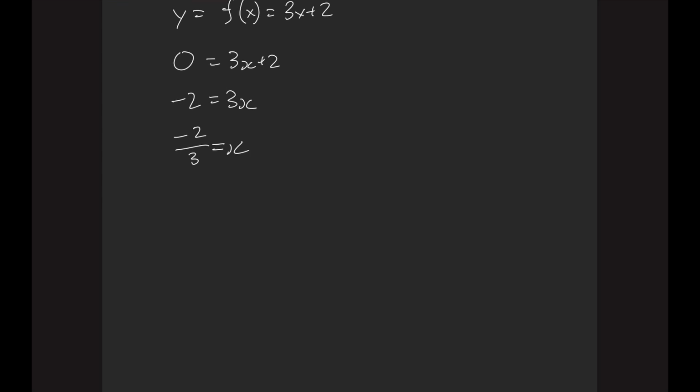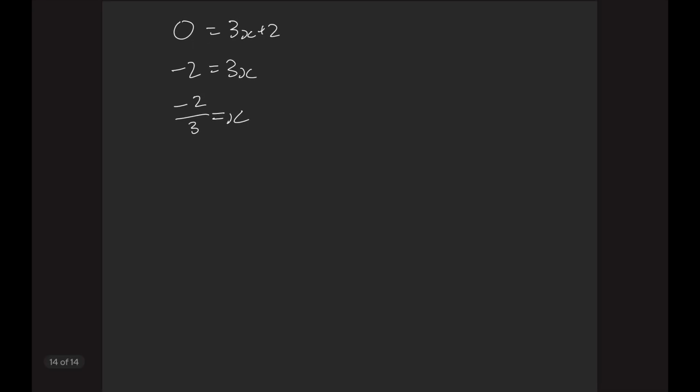So for example here, I have a function y equals f(x) equals 3x plus 2. We're simply going to set the function equal to 0. So y equals f(x) equals 3x plus 2. Simply set the function equal to 0. 0 equals f(x) equals 3x plus 2. We're going to isolate our x. And solved. Done.